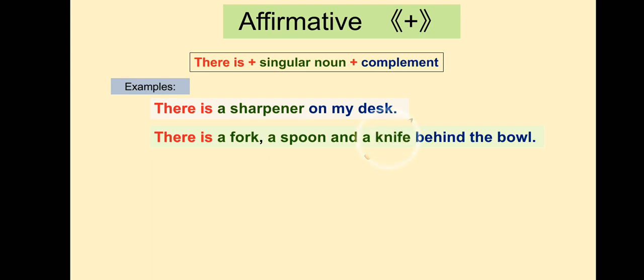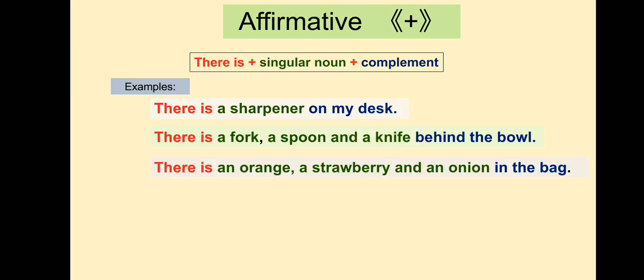Next example, there is an orange, a strawberry, and an onion in the back. You see here an orange, you see here a strawberry, and here you see an onion. Yes, it's a singular noun.